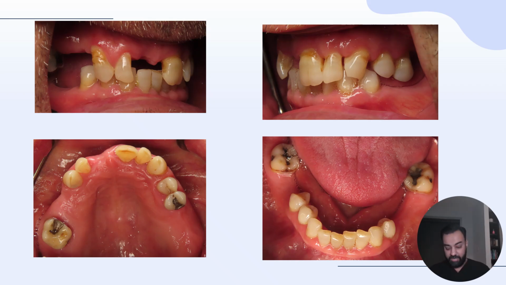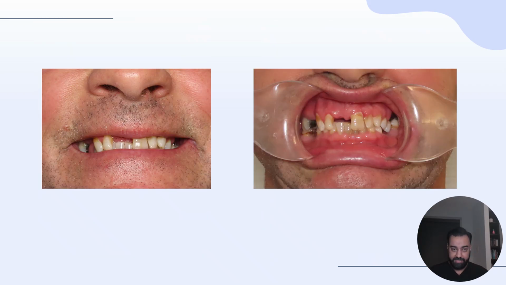We will see if we can actually do that on the same day, but for now, our plan is to focus on the upper arch, and then we go on to the lower arch at another day, depending on the patient's and my availability. So on the extraoral pictures, he has a lowish smile line.